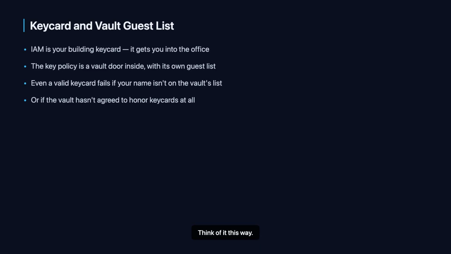Think of it this way. Your IAM policy is the building key card that gets you into the office. The KMS key policy is a separate locked vault room inside that office, and the vault keeps its own guest list. Even with a perfectly valid key card, if your name isn't also on the vault's list, you don't get in. And there's a second twist.